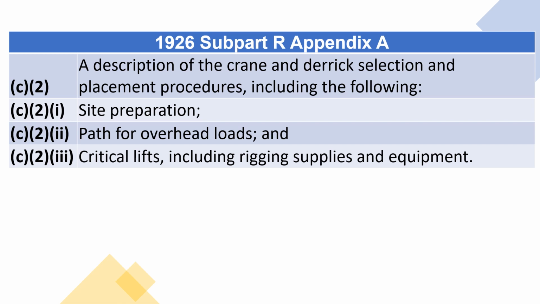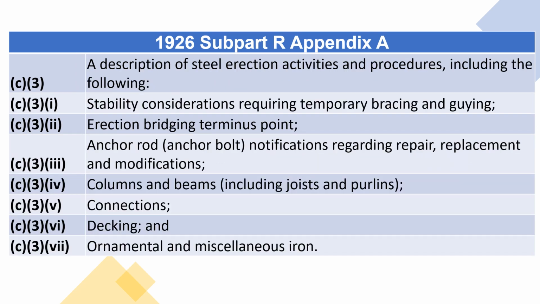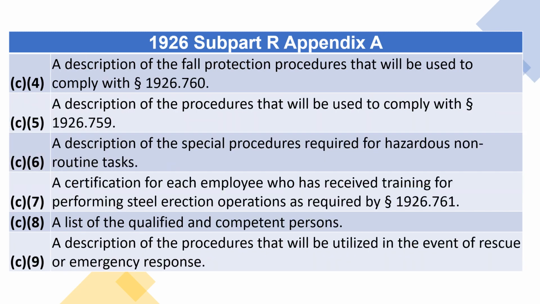C2, a description of the crane and derrick selection and placement procedures, including the following: C2 1 through C2 3, site preparation, path for overhead loads, and critical lifts, including rigging supplies and equipment. C3, a description of steel erection activities and procedures, including the following: C3 1 through C3 7, stability considerations requiring temporary bracing and guying, erection bridging terminus point, anchor rod, anchor bolt, notifications regarding repair, replacement and modifications, columns and beams, including joists and purlins, decking, and ornamental and miscellaneous iron. C4, a description of the fall protection procedures that will be used to comply with Section 1926.760.